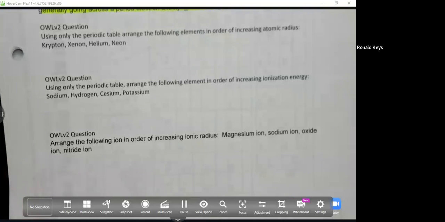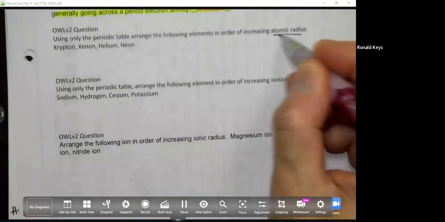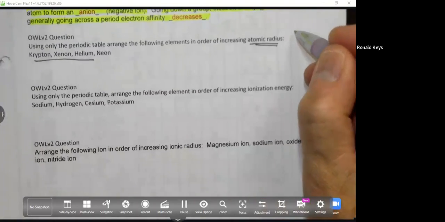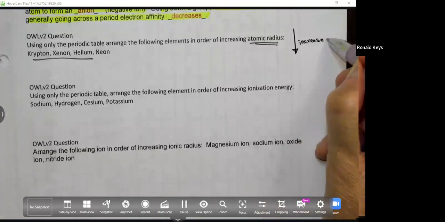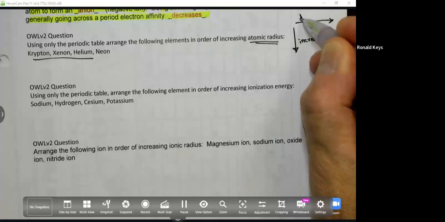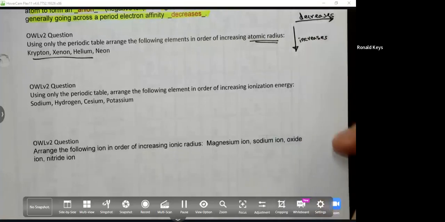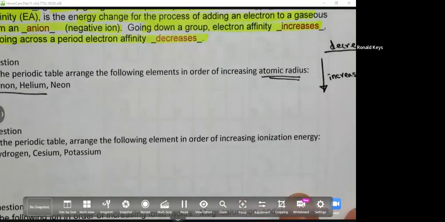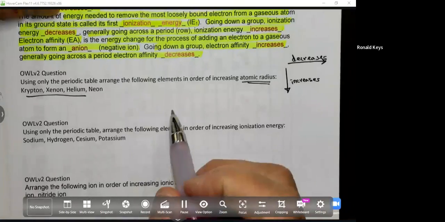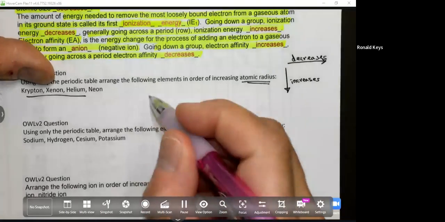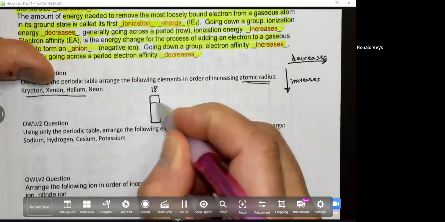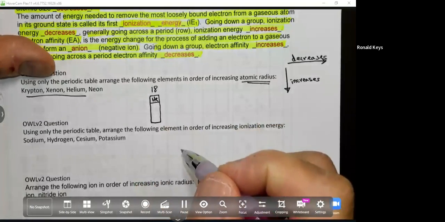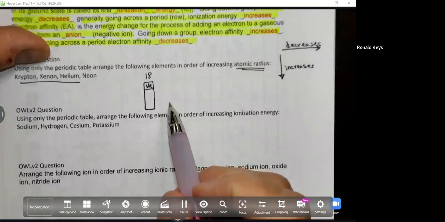Using the periodic table, arrange the following elements in order of increasing atomic radius. Well, atomic radius increases this way, and atomic radius decreases this way on our periodic table. So what do we got here? We've got all noble gases in group 18, starting with helium and going down.